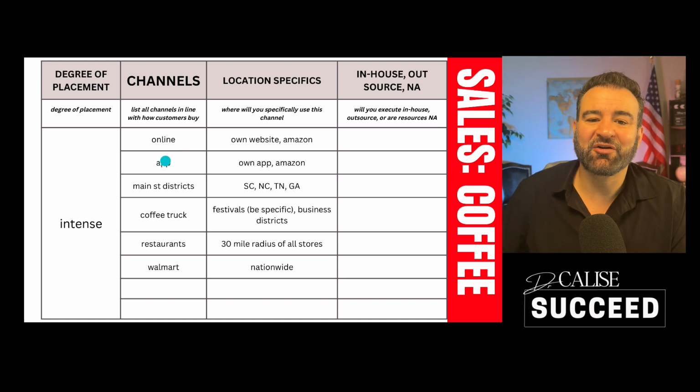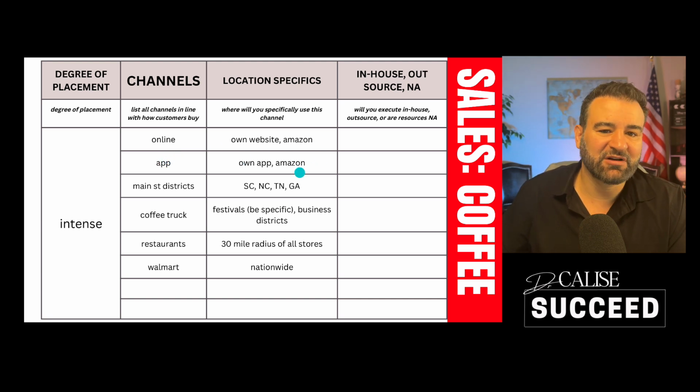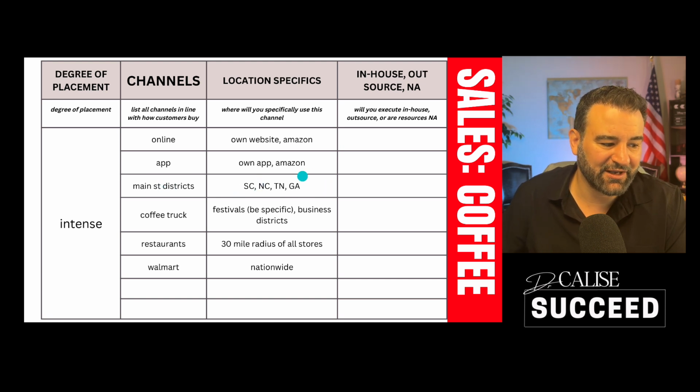I want to sell on an app. Great. What apps? My own app, I'm going to sell on Amazon. Great. Okay. I want to be in Main Street districts. Okay, great. Where? I want to be in really the Southeast, and you have a couple of states right here.